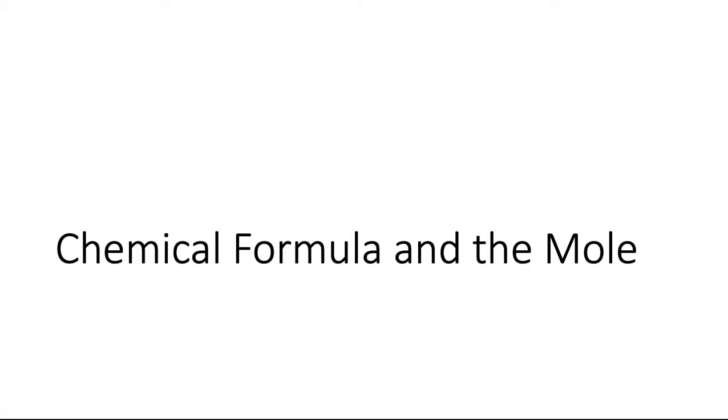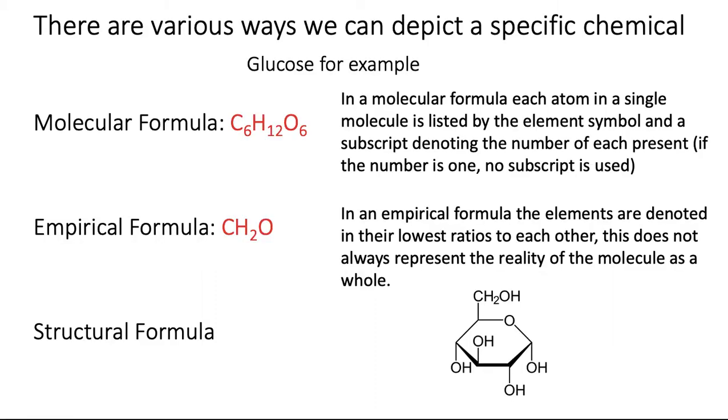Okay, let's look at the chemical formula and the mole in chapter 2. As you saw, we have lots of chemical symbols in the periodic table. However, we don't just deal with individual atoms all the time, we deal with molecules. So we have to have a way to write certain chemical formulas to describe the compounds that we make out of individual atoms. And there are several ways that we can do that.